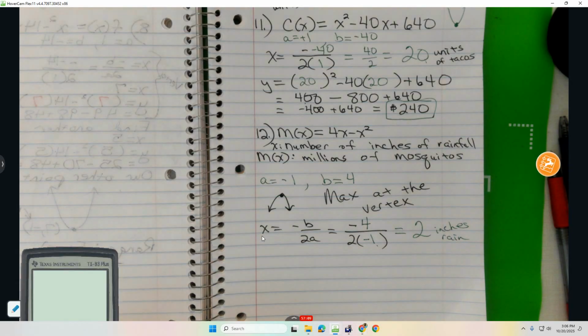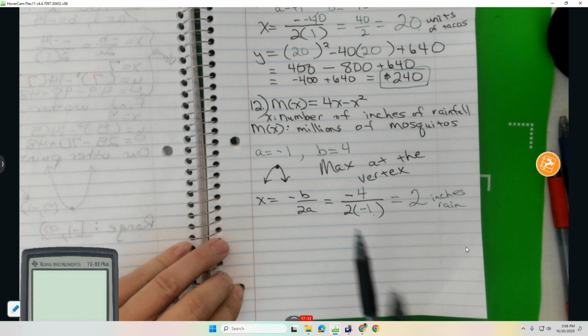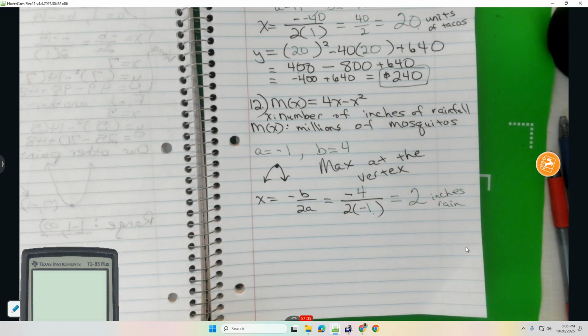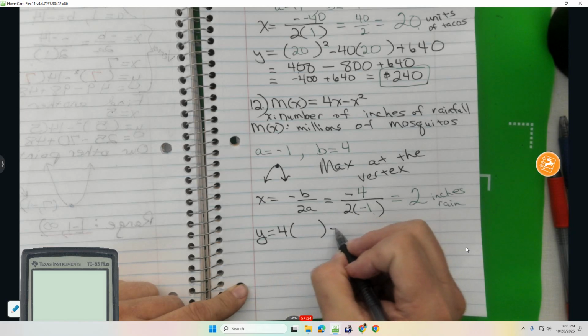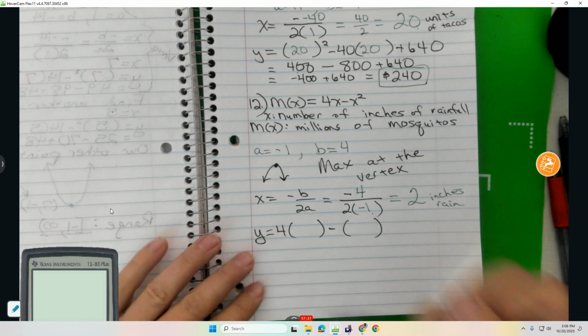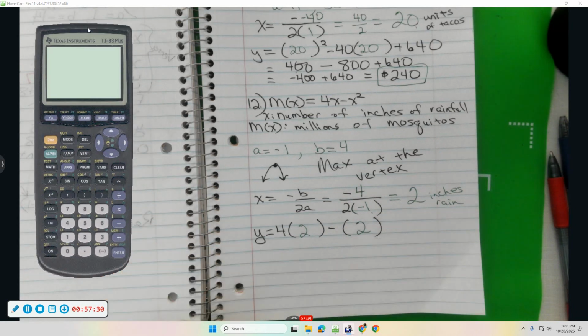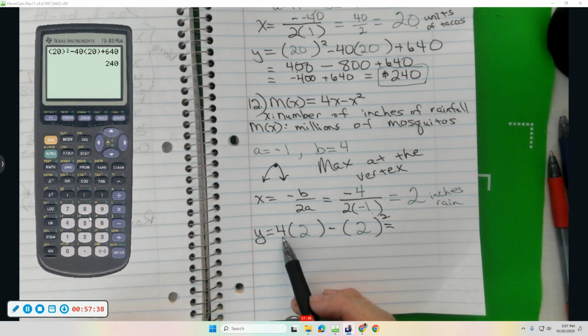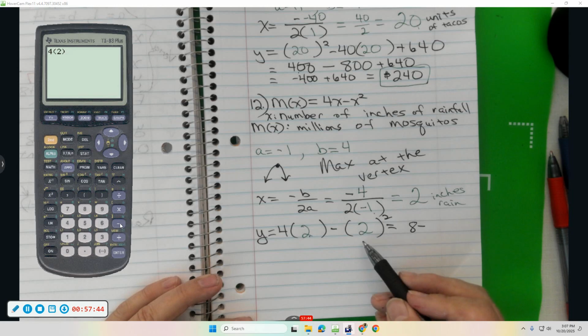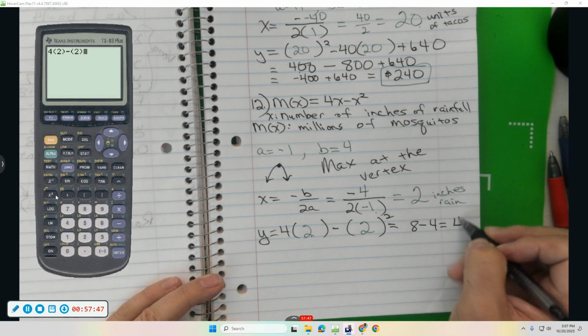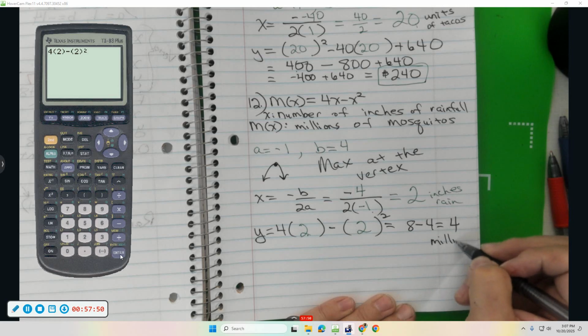Now, how many mosquitoes are there going to be? We know the x coordinate. How do we find the value of the function, the y coordinate? Plug it in. Okay, so y equals 4 times, we're plugging in the 2. Oh yeah, I forgot my square. That's 8 minus 4, which gives us 4 million mosquitoes in that area.